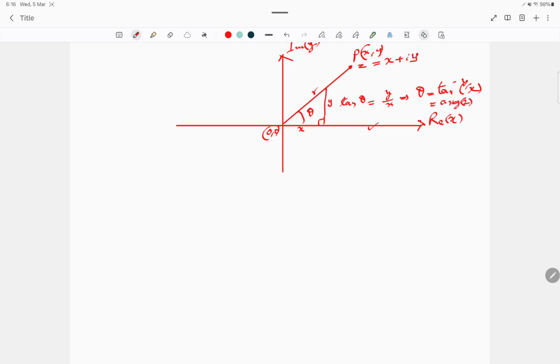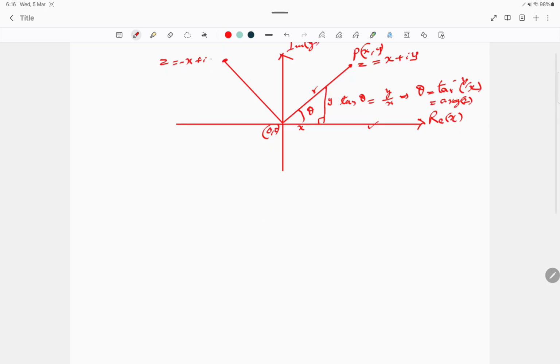Suppose this time the complex number lies in the second quadrant, somewhere here. Then the complex number will be in the form minus x plus iy. So this is in the second quadrant. Now suppose this angle is alpha.